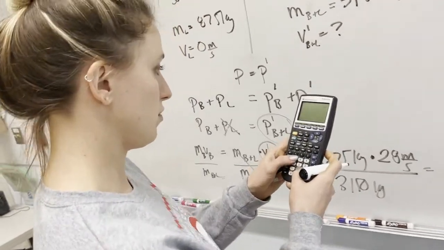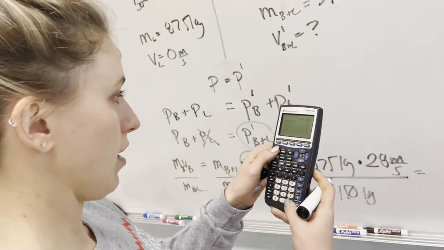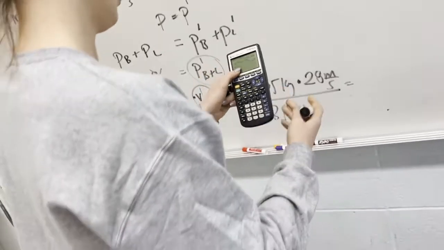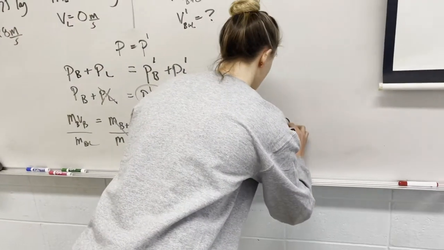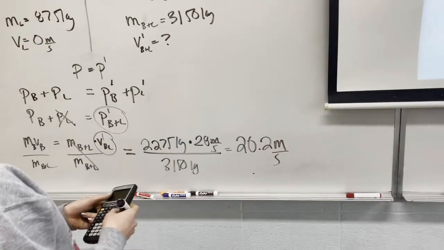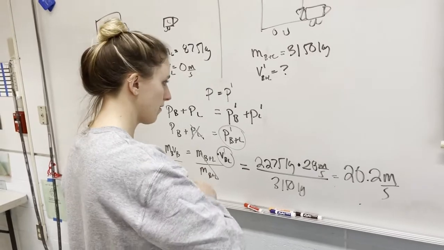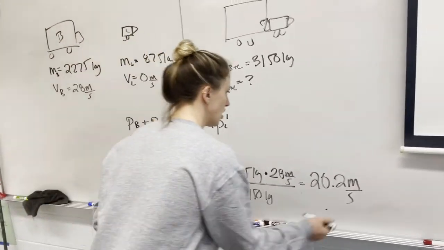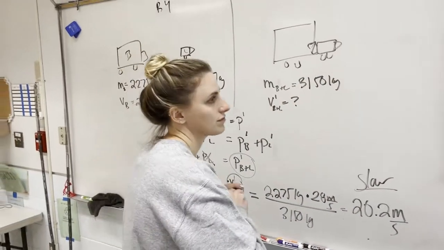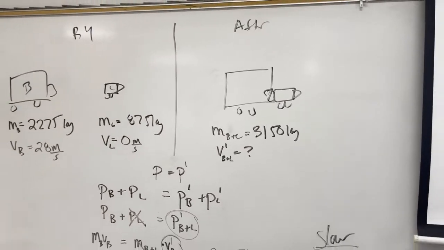Okay, then we can do it. 2275 times 28 divided by my answer from the previous one. And I'm going to get 20.22. I'll just call it 20 meters per second. And that makes sense. They're going to be going slower than it was before. So 20 meters per second. Yeah, and they're going slower here, like you said. Because the momentum that was all in this one now is shared between the two of them.